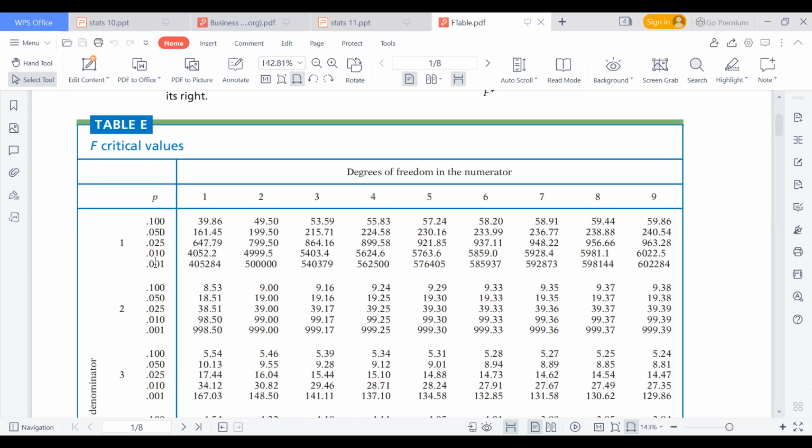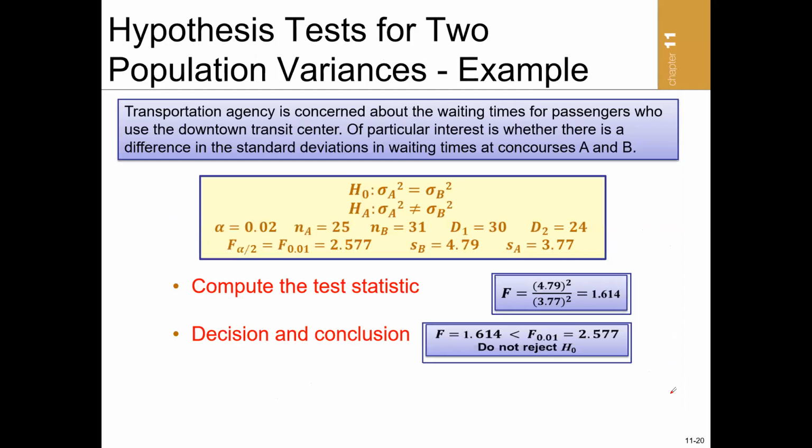And if one of your tails is 0.001, you read it from the fifth line. Now, this particular question we are solving is a two-tailed test, and we are testing it at alpha equal to 0.02. So we want to know what one of the tails is. One of the tails will be 0.01, all right?